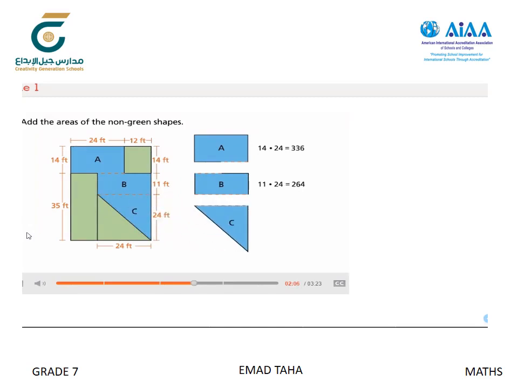Triangle C is a right triangle, with both legs of length 24 feet. Its area is 288 square feet. The total area of the composite shape is the sum of the partial areas, or 888 square feet.